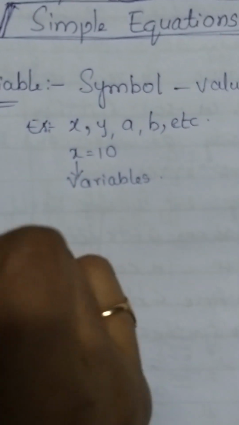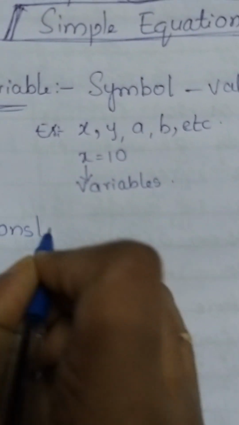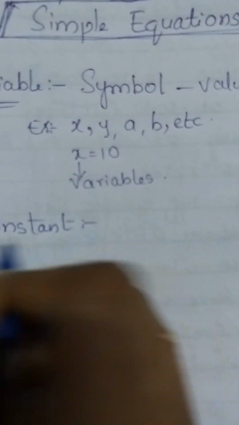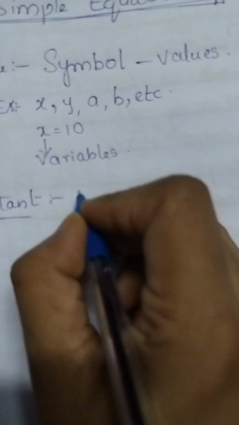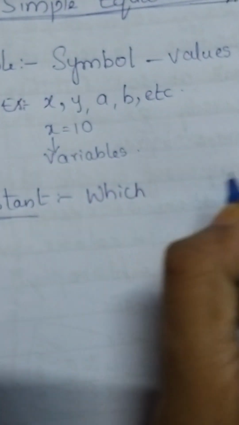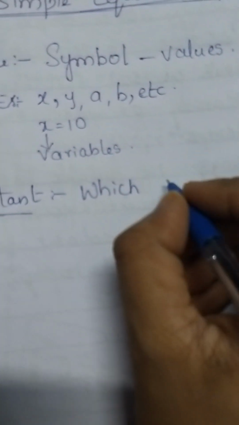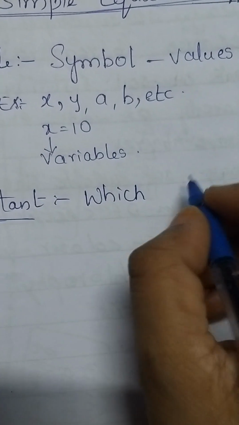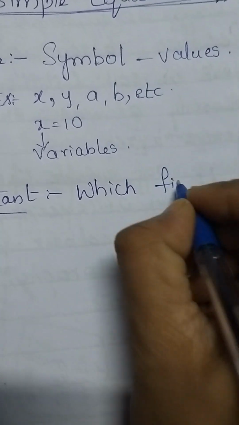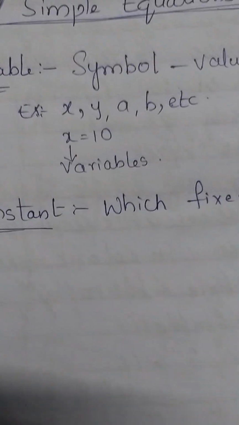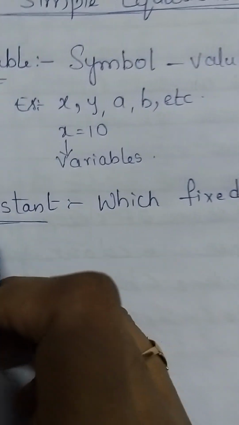Now, what is a constant, children? Constant means a value which cannot be changed. It is a symbol which has a value and which cannot be changed. A fixed value, which is fixed. Okay, children, this means constant, children.